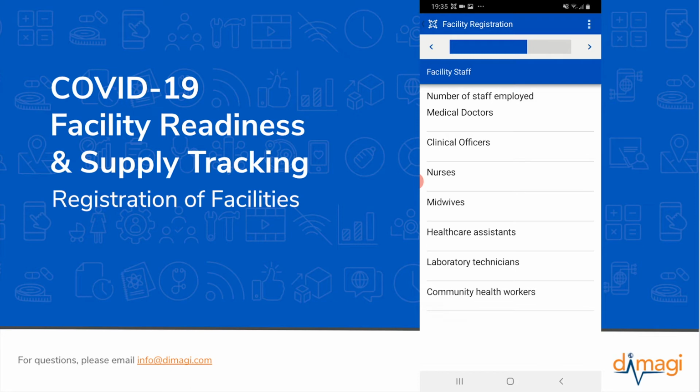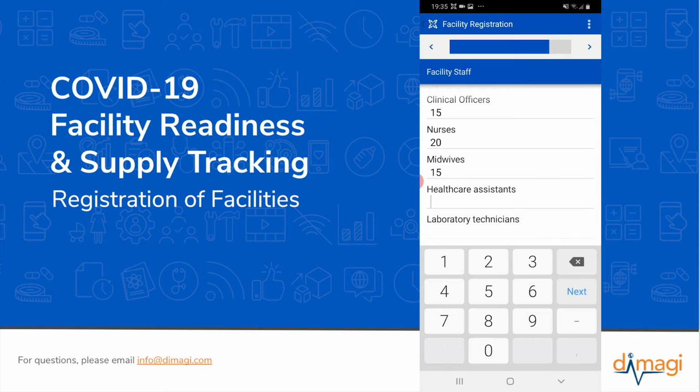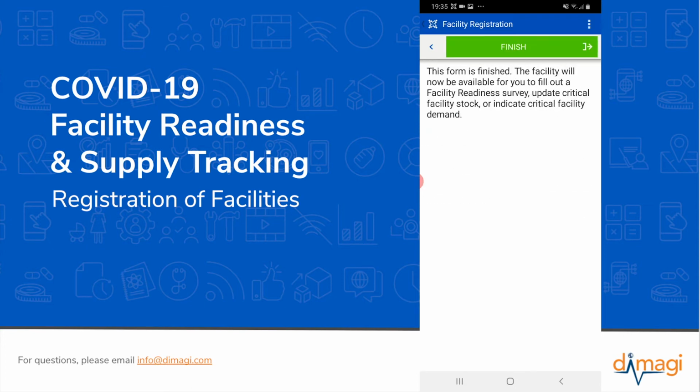The number of staff employed at the facility, we can say that there are 10 doctors employed, 15 clinical officers, 20 nurses, 15 midwives, 20 health assistants, 5 laboratory technicians, and 12 community healthcare workers. This is the end of the very brief registration form that now allows us to continue with this workflow. I will now submit this form and we can continue on with the facility tracking.